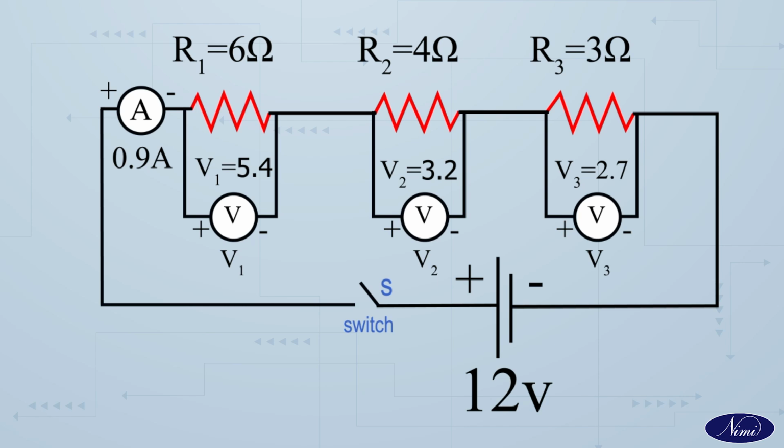The polarity of meters and batteries, like positive and negative terminals, should be connected properly and correctly, else the circuit may malfunction and cause a short circuit. Close the switch S to energize the circuit. Ensure that the ammeter reads 0.9 amps and the voltmeters V1, V2 and V3 read 5.4 volts, 3.2 volts and 2.7 volts respectively. If not, you might have made mistakes in connections.